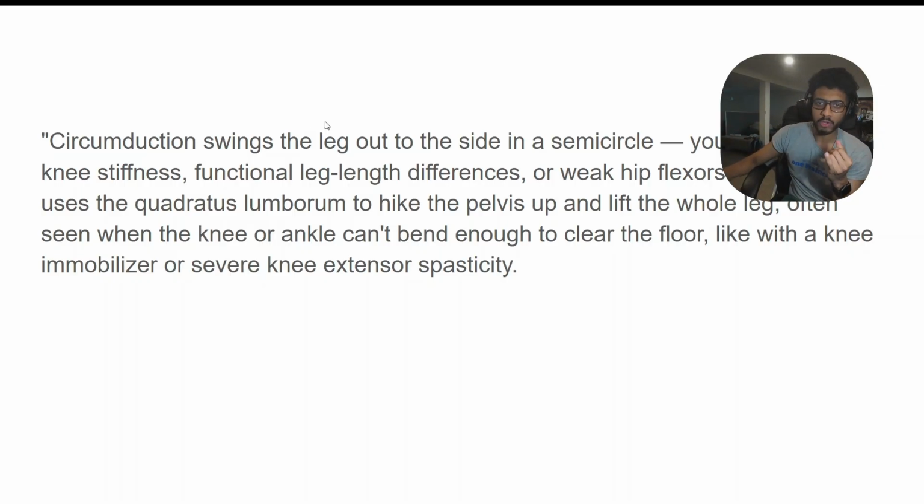The circumduction swing, the leg moving in an outside semicircle, you will see this with knee stiffness. They are not able to bend the knees. Functional leg difference, they have a difference in their leg length. So with a longer limb, they need to do a circumduction. Or weak hip flexors, they are not able to bring the hip into flexion.